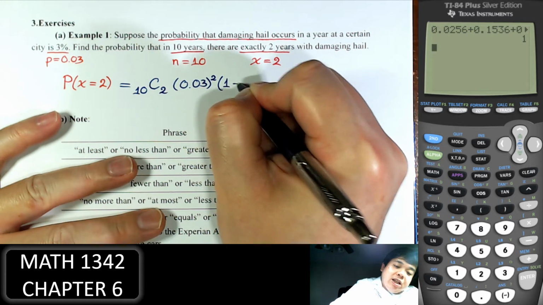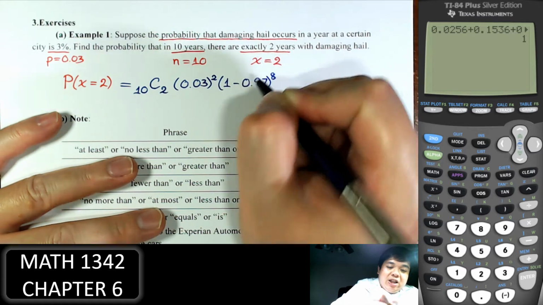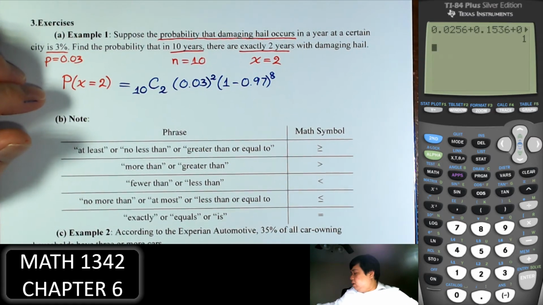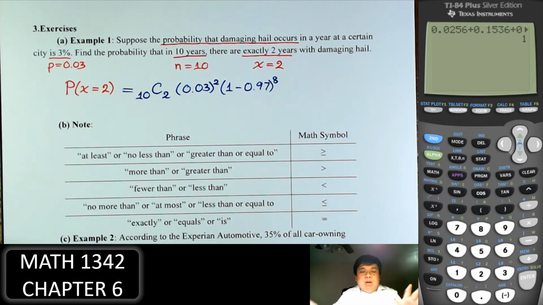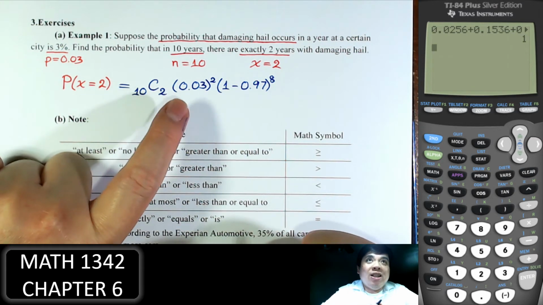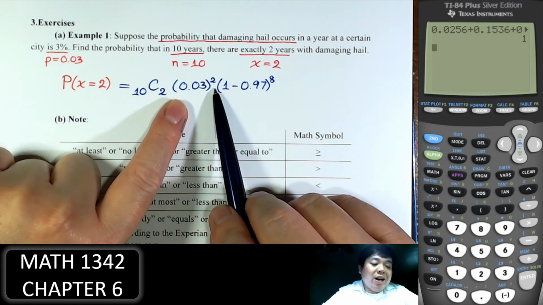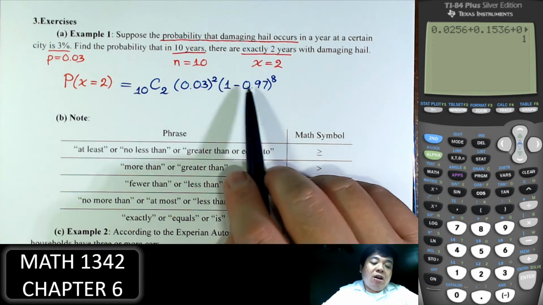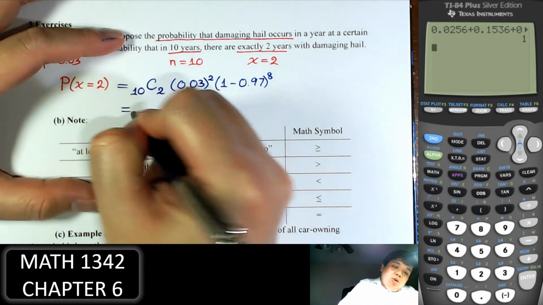The complement of that is not getting hail in the other 8 years, right? Of course, the formula is that. But like I said, if we know about each component, it will be better. So we choose 2 of them out of 10 to have damaging hail, so it's 10C2. And then each time we have damaging hail, 0.03 to the second power, there are 2 damaging hail years. And then the complement to that, there are 8 years left that don't have hail. Right, so just put all of that in the calculator.